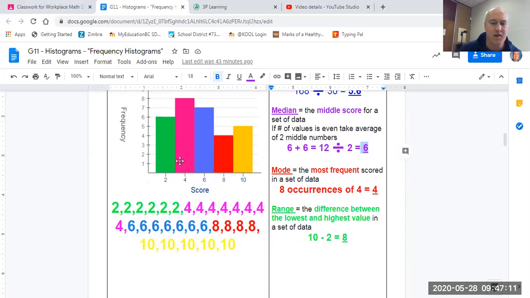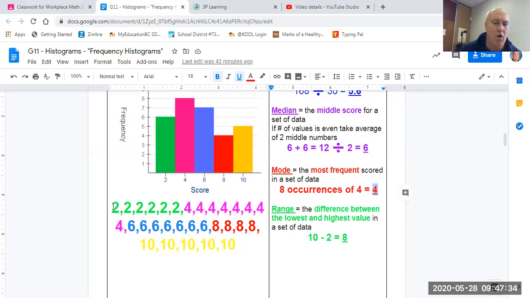bar. And in this case, we can see that there are 8 occurrences of the number 4, and therefore the mode, the most frequent number, is the number 4. Now, those are the 3 central tendency things that we can do, but there is something that's usually tied to that, and that's something called the range. And the range is the difference between the lowest and the highest value in a set of data.